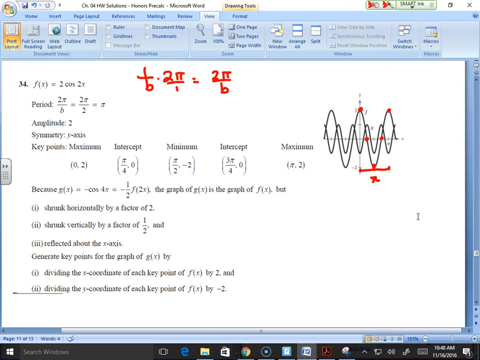One thing that I get confused about is, for example, the period was pi, so you would split that into 4 pieces, right? So hence the 1/4, 1/2, 3/4. Oh, okay.